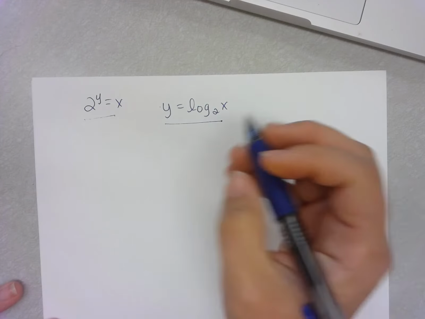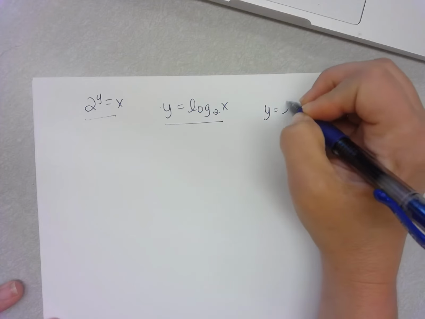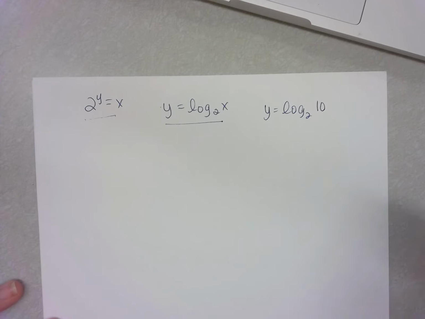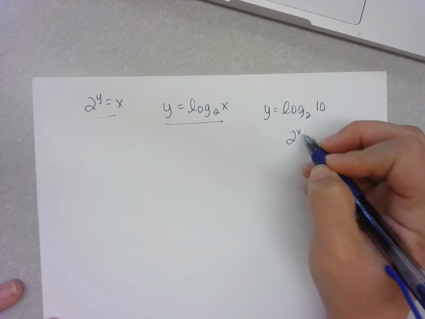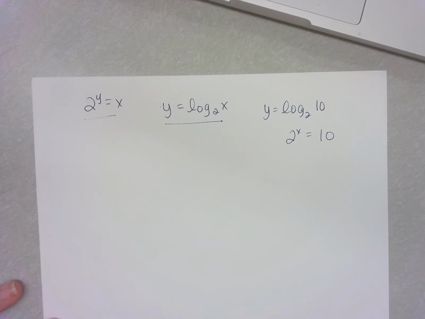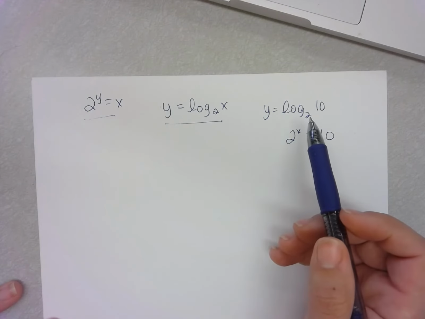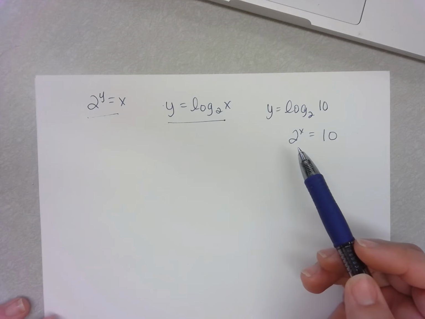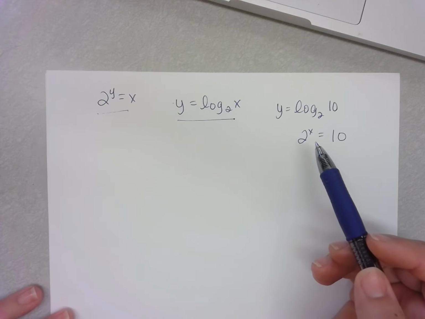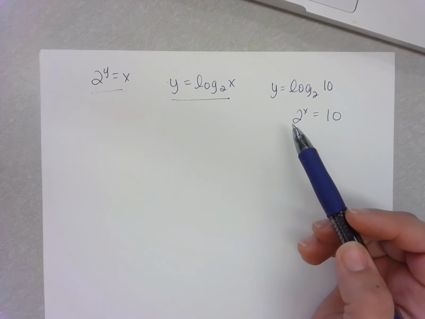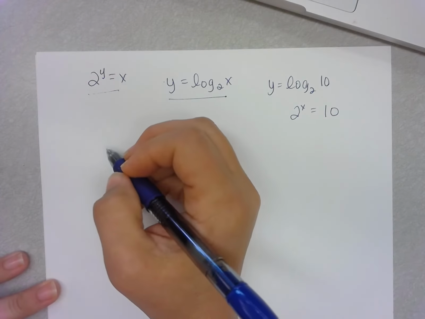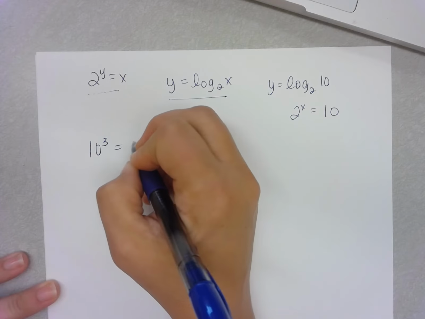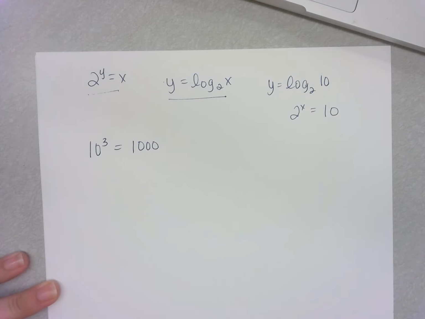Now, at this point, if we have y equals log base 2 of 10, we still really don't know the answer to that, because that's asking me 2 to what power equals 10. So when I'm using base 2 or base 4 or 6, there's no way that I can put this in my calculator, at least at this point. But there are some that we can, and since we live in a base 10 world, anything with a base 10 we actually can. So if we have 10 cubed equals, that would be 1,000.